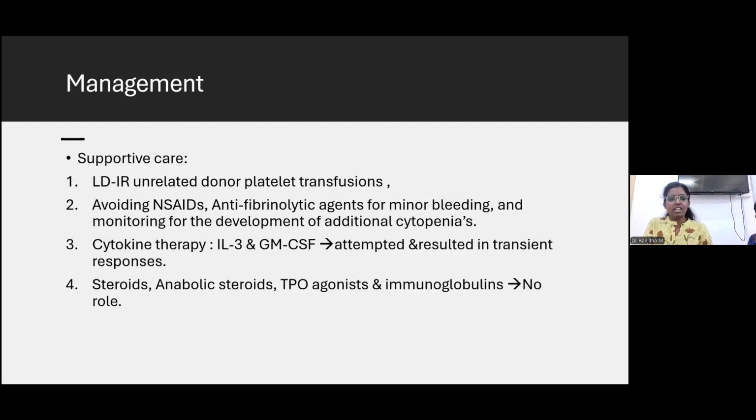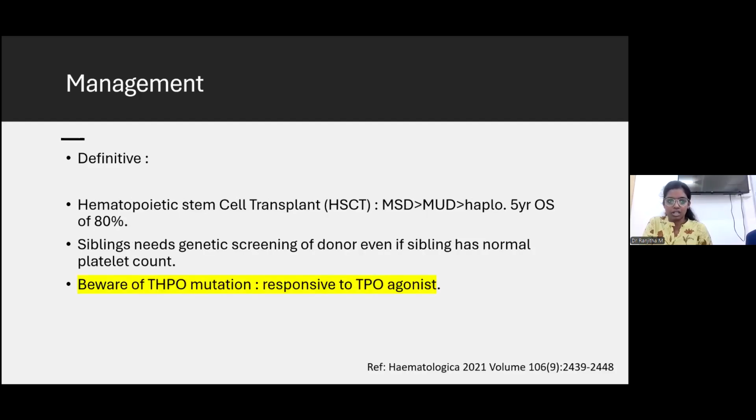So management. This management remains the same for all the inherited thrombocytopenias that I'll be covering today. Usually they require depleted, irradiated, unrelated donor platelets, with general precautions like avoiding NSAIDs and utilizing antifibrinolytic agents. There are some reports where cytokine therapy as well as colony-stimulating factors have been attempted, but there is a transient response and later loss. No role of anabolic steroids or corticosteroids, TPO agonists, and immunoglobulins.